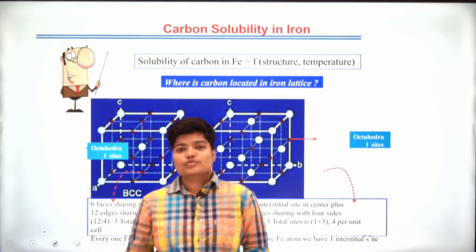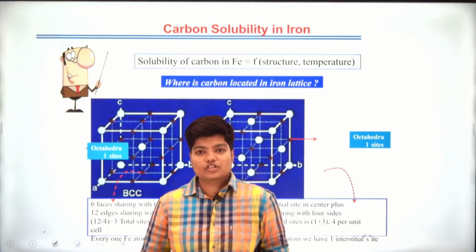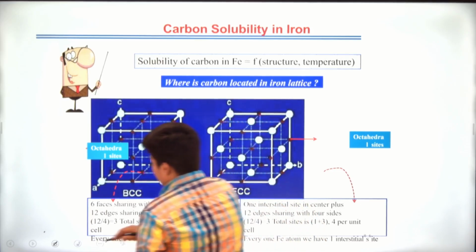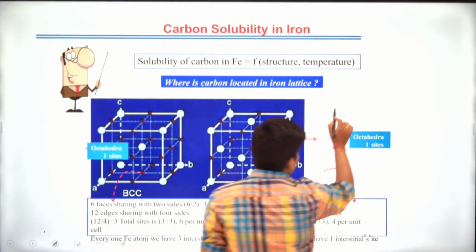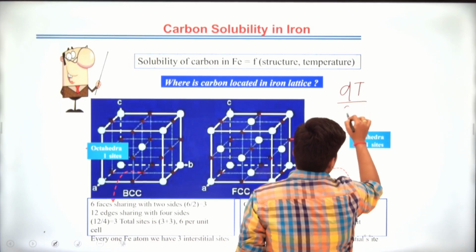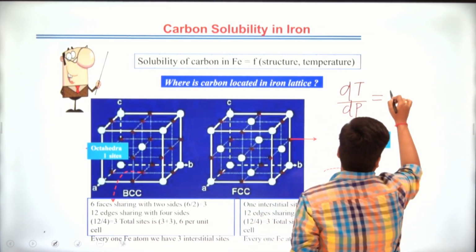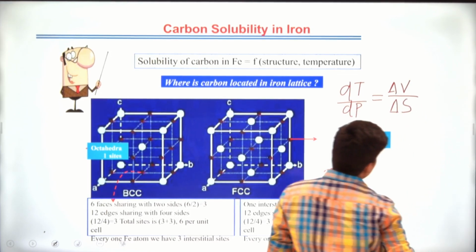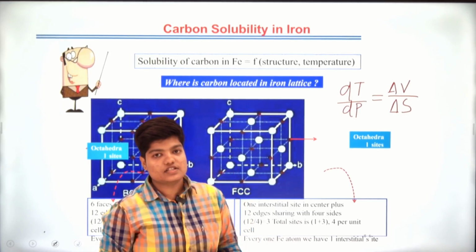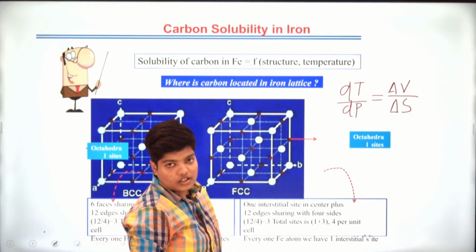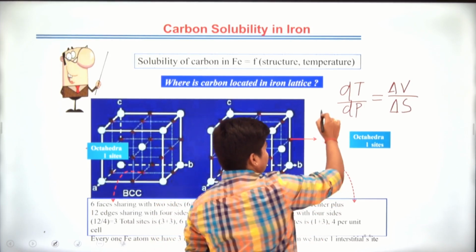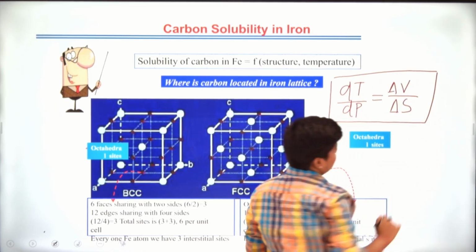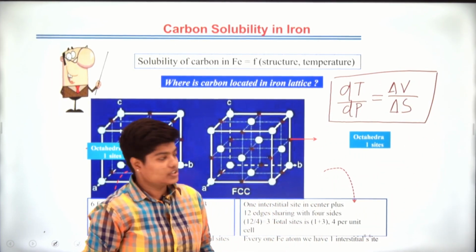So in last class, we discussed the Clausius-Clapeyron equation, and the formula was dT/dP equals ΔV by ΔS, where ΔV is the change in volume and ΔS is the change in entropy. And this formula has a very significant role in phase-changing systems, like in the water system, where we have seen the diagram.